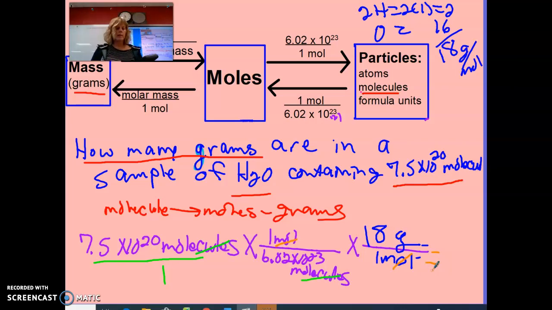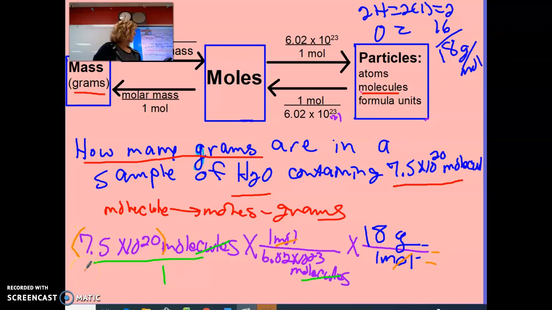All right, so now again, I want to put parentheses around this when I enter it in the calculator. Handy dandy calculator. I'm going to enter in 7.5 times 10 to the 20th. Multiply that by 1, and then multiply that by 18. And then I'm going to take that number and divide it by everything on the bottom multiplied together, which is 1 times 6.02 times 10 to the 23rd.